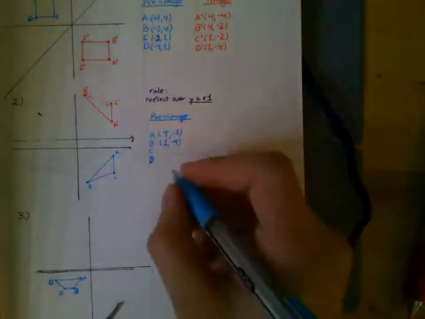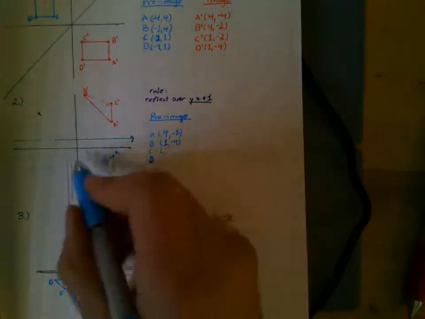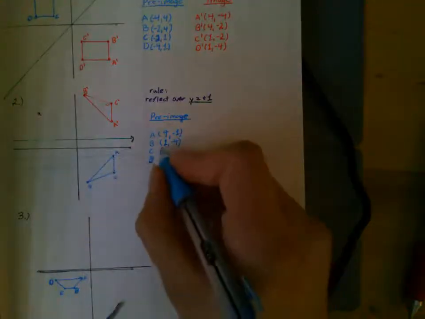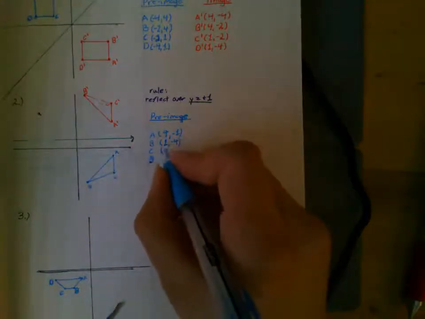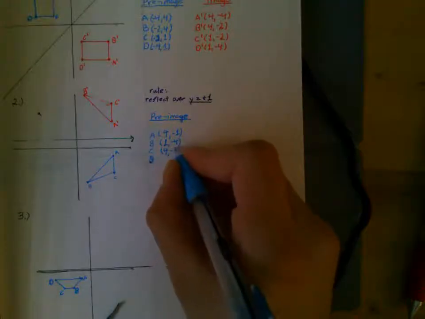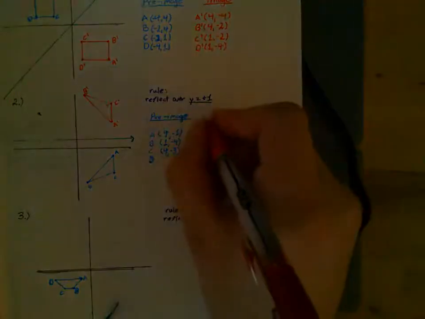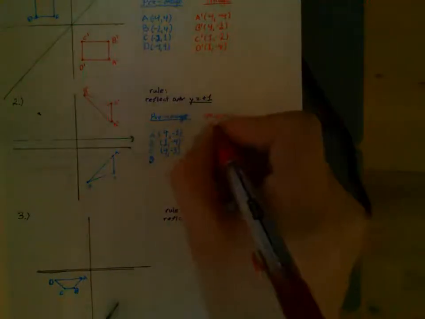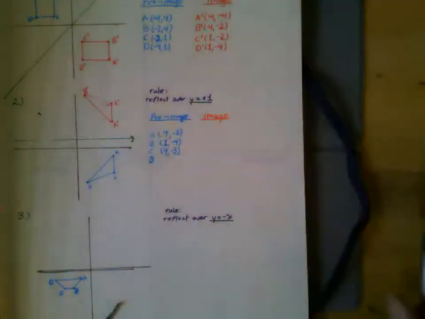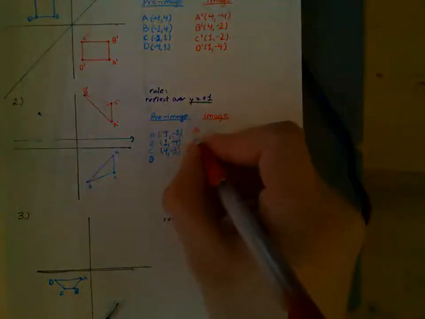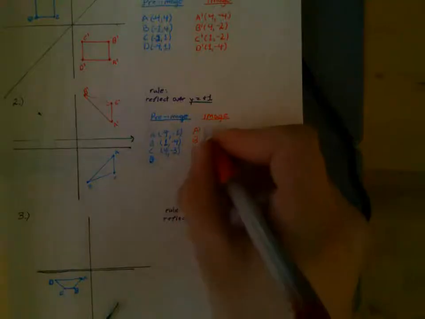I wrote D by mistake. So C, I had a brain fart there. C is 1, 2, 3, 4. 1, 2, 3. So that is over 4, down 3. Okay? So then our image, sorry, I bumped the page of the microphone, is going to be A prime, B prime, and C prime.